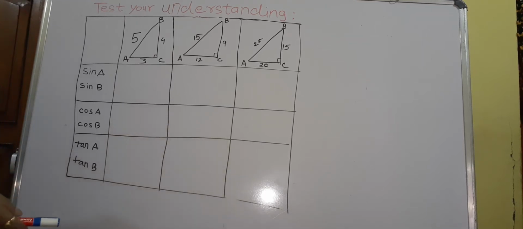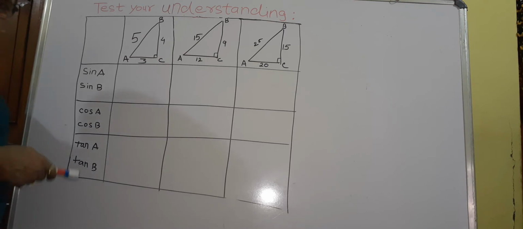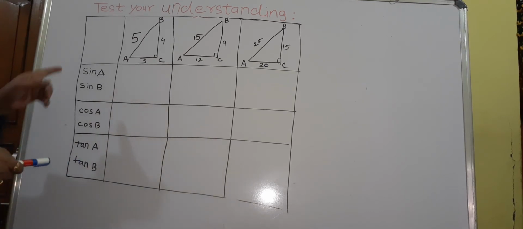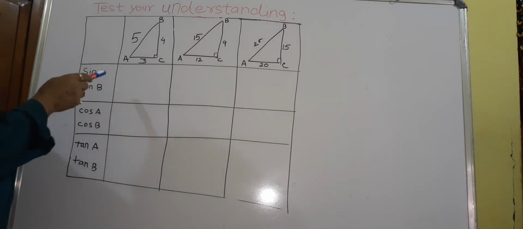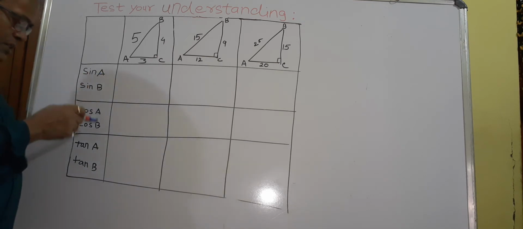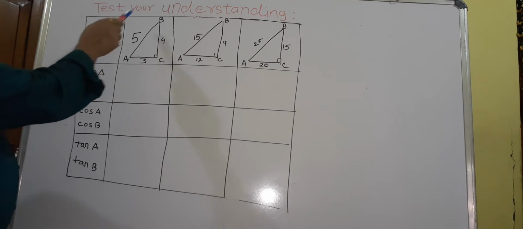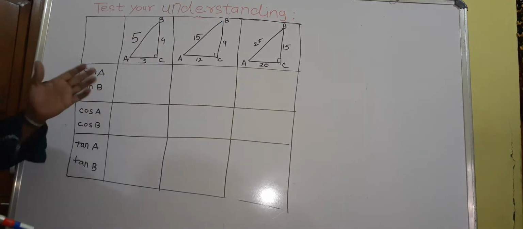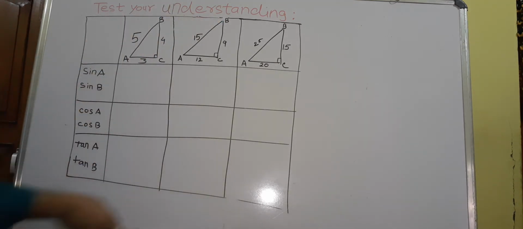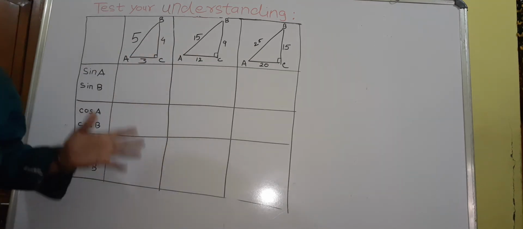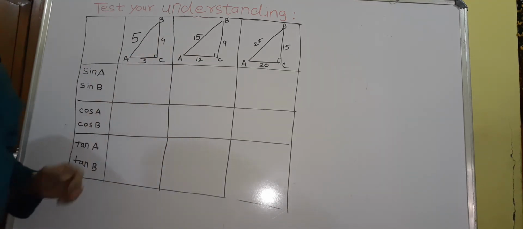Dear students, in the previous lesson I taught you how to find the trigonometrical ratios: sine, cos, tan, cot, sec, cosec. So here you can test your understanding, whether you understood the previous lesson or not. If you are able to complete this table yourself correctly, it means you have understood the lesson.